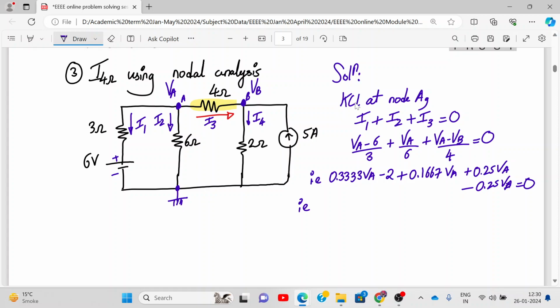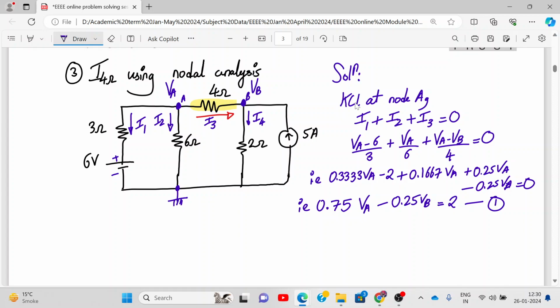So let me know this answer of VA. What is the coefficient? VB is 0.25 and this is 2. Let me know this coefficient of VA. What is 0.333 plus 0.1667 plus 0.25? How much is it? 0.75. Alright, so we got the first equation.